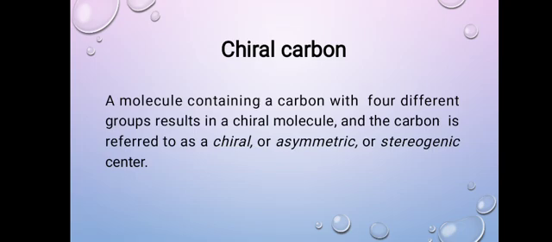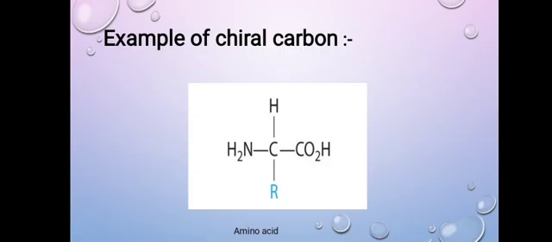Examples of chiral carbon: amino acids. In an amino acid, two functional groups are present. One is the amino group, another one is the acid group.